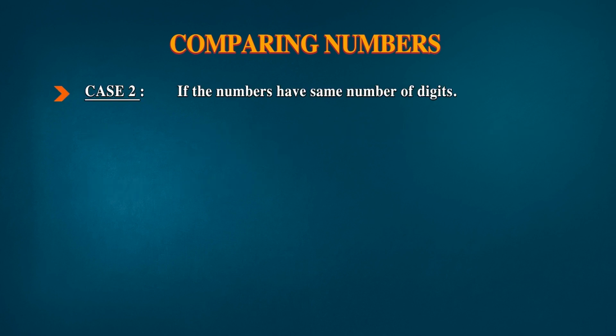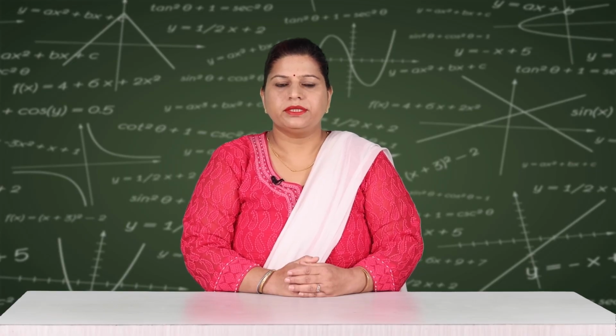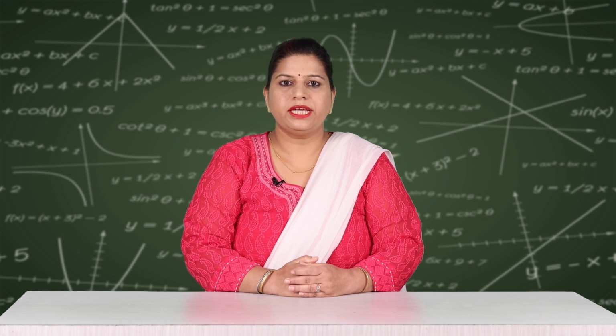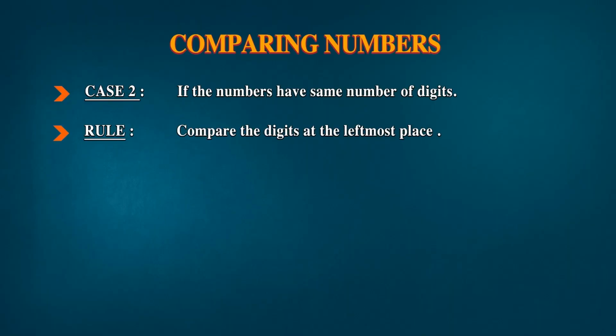Case 2. If the numbers have the same number of digits. For example, both the numbers are 5-digit numbers or both the numbers may be 6-digit numbers, or it can happen sometimes we want to compare two 7-digit numbers. What will we do in that case? For such cases, we have to follow some steps. Step 1, compare the digits at the leftmost place, means we have to compare the leftmost digits of both the numbers. If it is not the same, then obviously the number with the bigger leftmost digit will be greater.